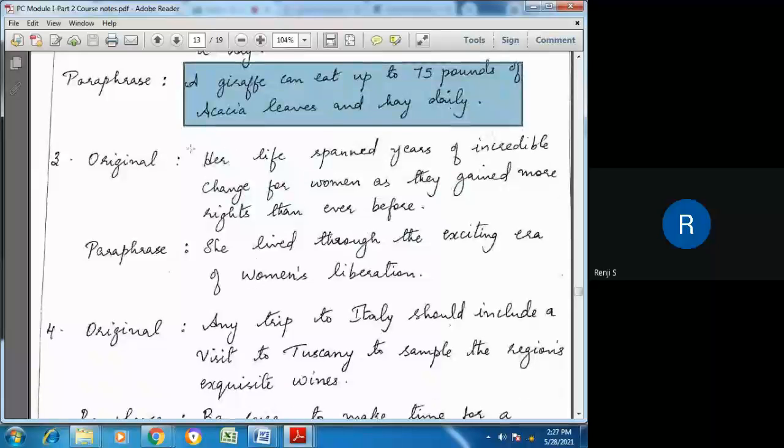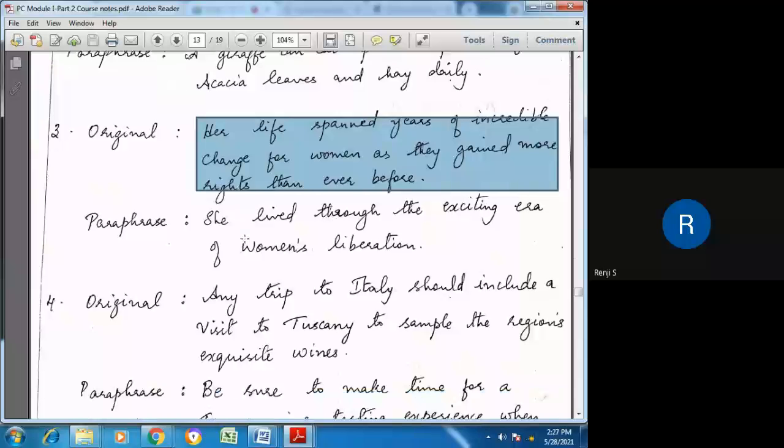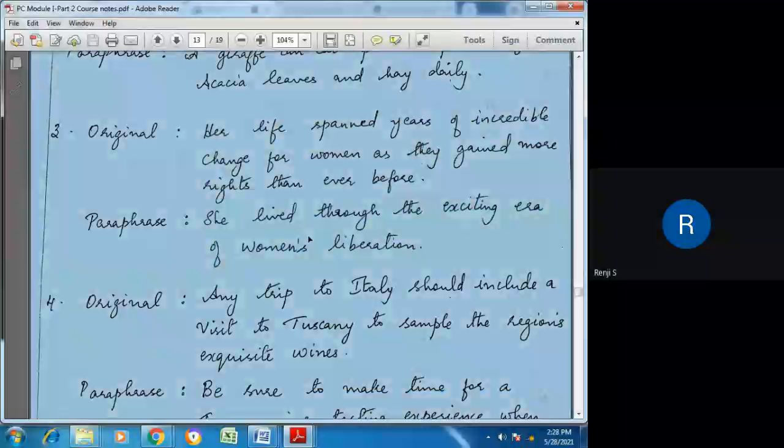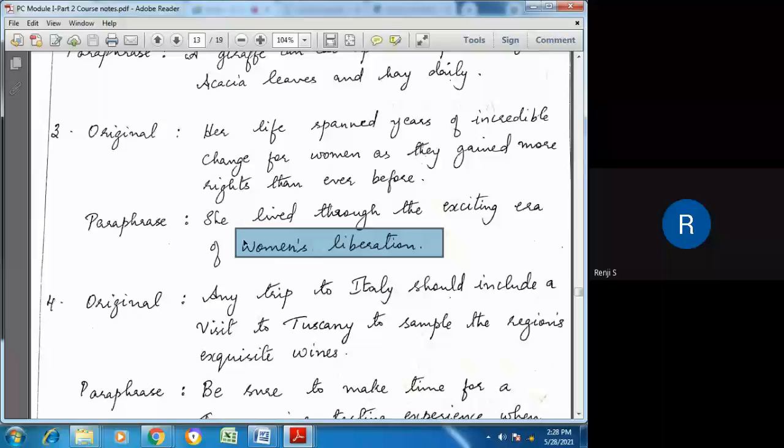Another example, her life spanned years of incredible change for women as they gained more rights than ever before. All throughout her life, the period through which she had lived was an era that had given more rights for human beings. That is the meaning of the sentence. We can paraphrase it like this: she lived through the exciting era of women's liberation. A new word has been included, women's liberation; gaining more rights can be substituted by women's liberation. That is how we change words without changing the meaning.